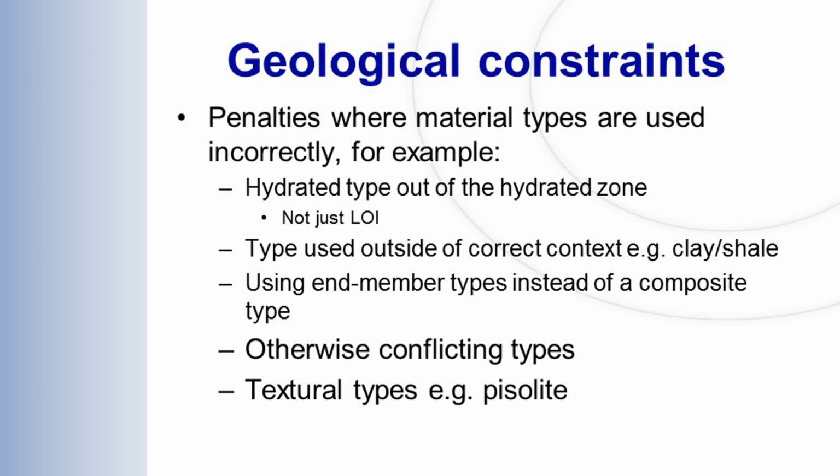And also some types, such as pisolites, are pretty obvious when they're there, and they're obvious when they're not there, so chemically it might be a good fit to add, say, a pisolite type to one of your intervals. And we might have seen that before, but if it hasn't been logged in this particular interval, then it's probably not there. So you don't want to go introducing something that would be obvious to the logger.